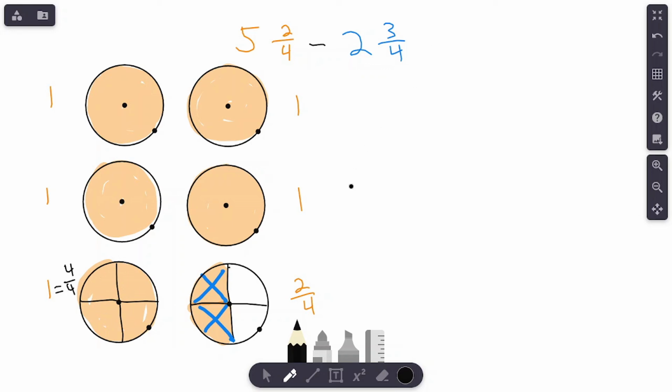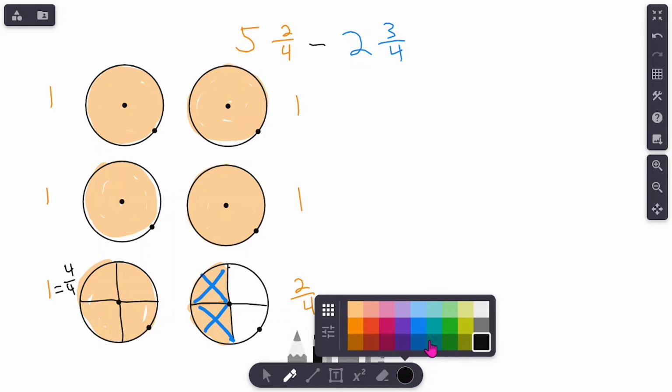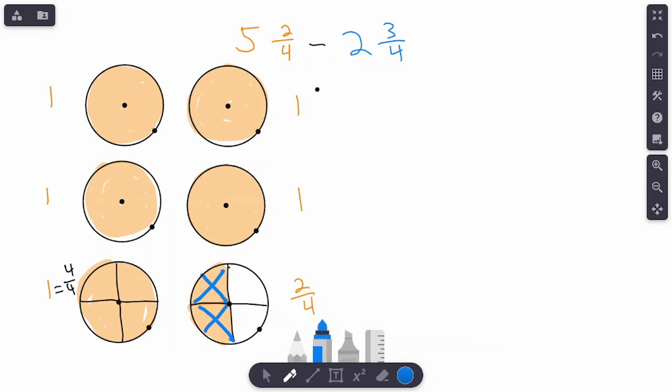Okay, so let's keep subtracting. We subtracted 2/4. We need another 4th. So let me mark off a 3rd 4th. So there's 1/4, 2/4, and 3/4. Now we need to subtract 2 whole. Doesn't matter which 2 wholes you do. There's 1 whole. There's 2 wholes.